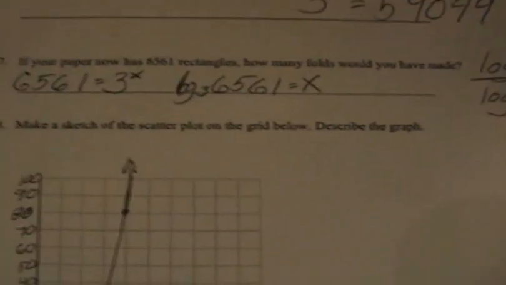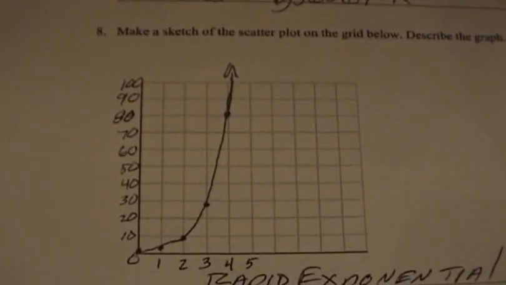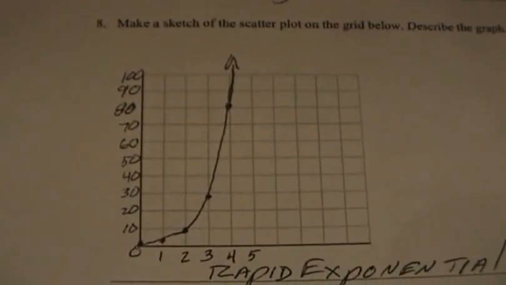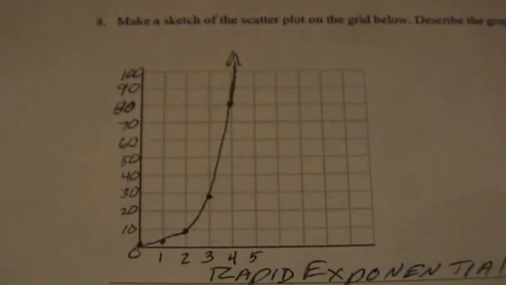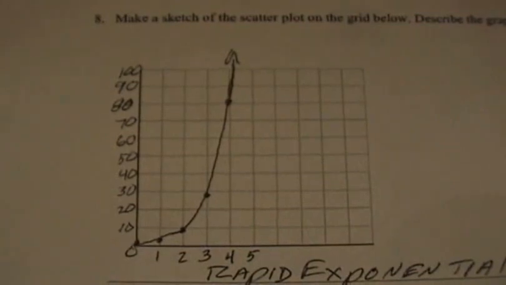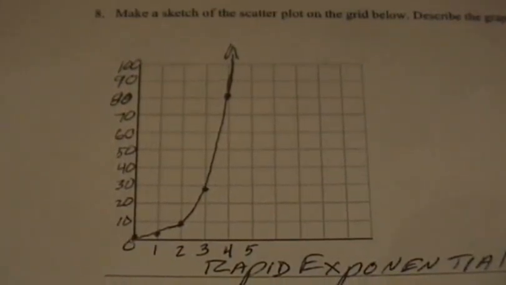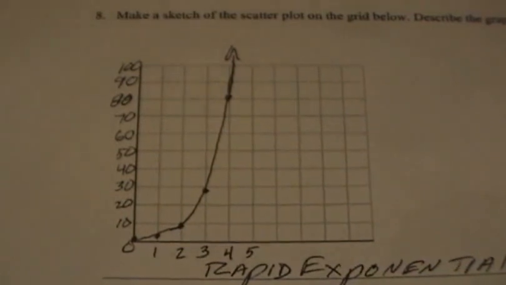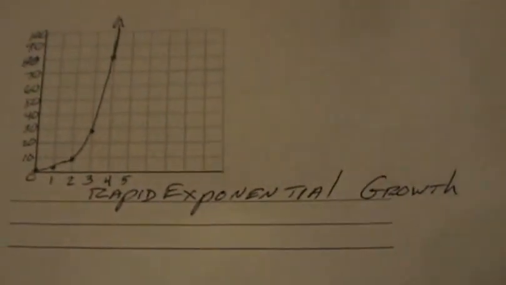If we make a sketch of the scatter plot, you're going to see that only after a few folds, just 4 folds, we're going to be off, and that's using the y-axis in a scale of 10. Okay, so we start out with our initial 1 rectangle, 3 rectangles, 9 rectangles, 27, and rapidly reach 81. Now, if we had to describe this, I would describe this as rapid exponential growth.